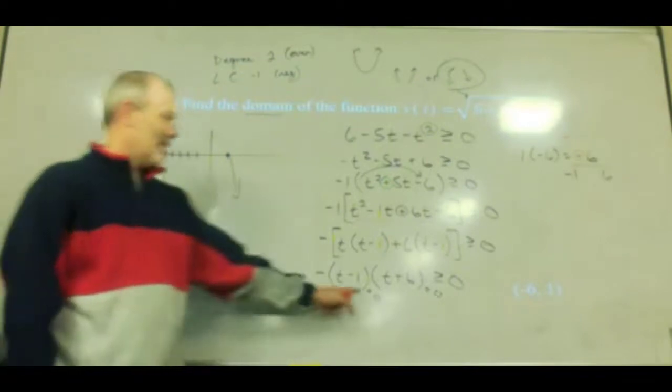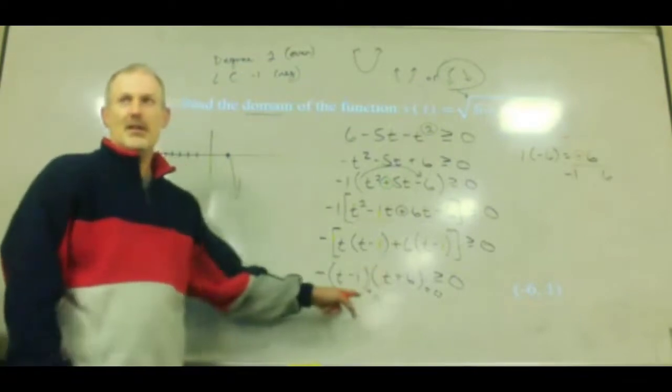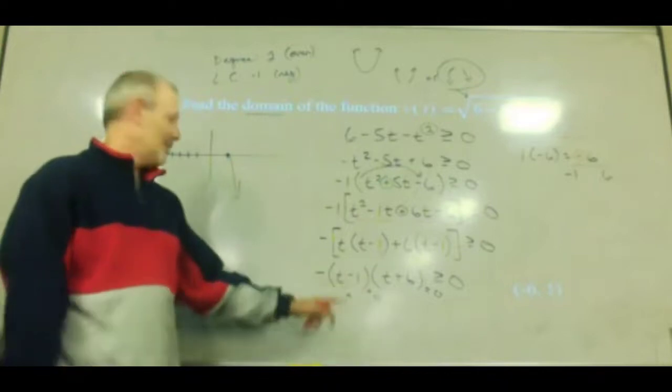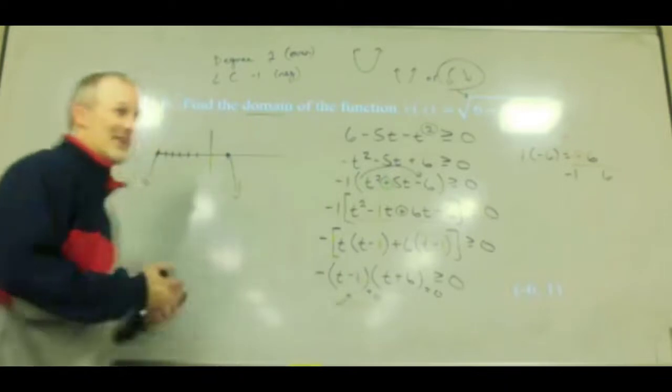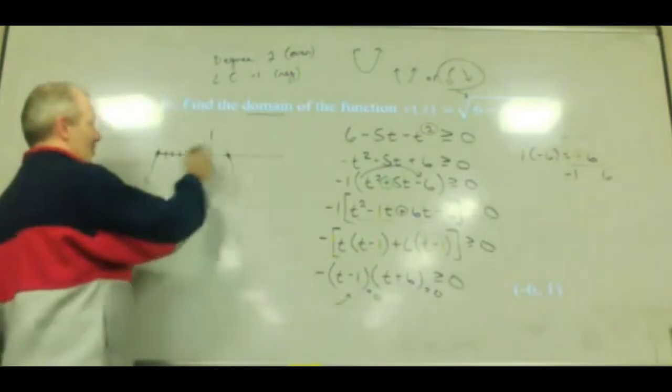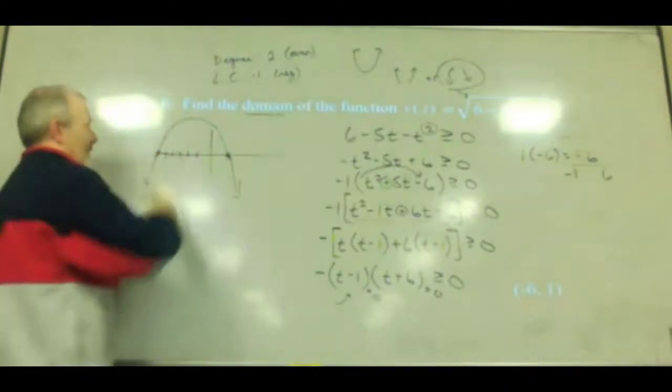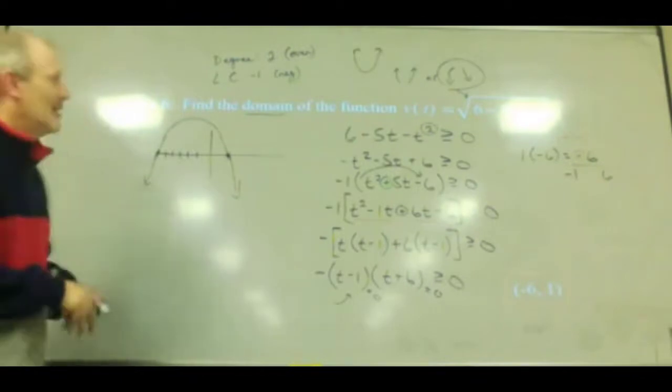What's the multiplicity of both of these? Individually, what's the multiplicity of this one? 1. What's the multiplicity of this one? 1. And what does that mean about our graph? It just goes right through. And eventually, because it's a parabola, it goes down. So what do we need?